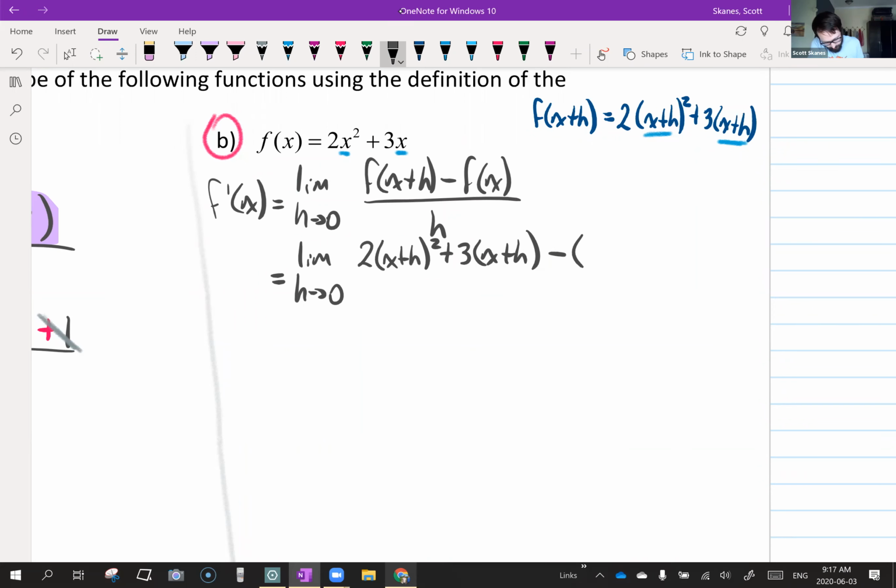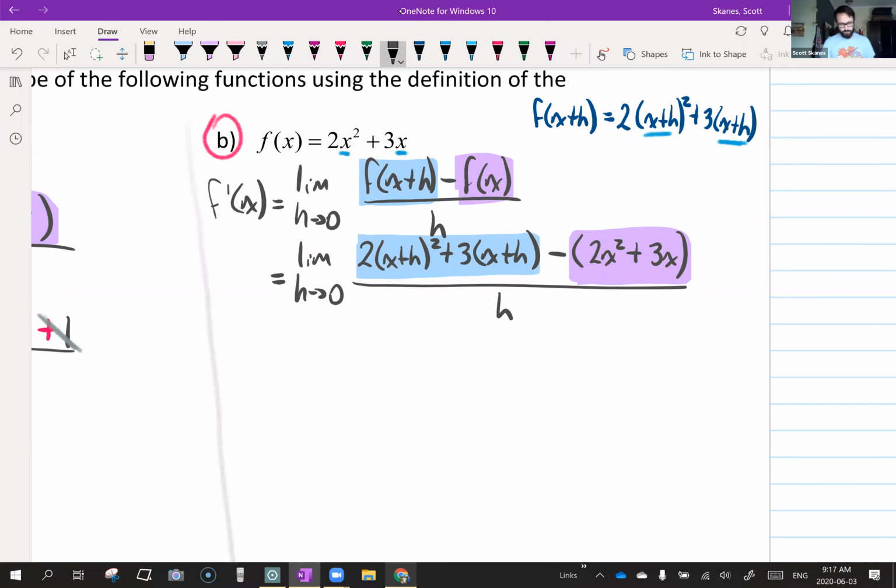Subtract the original function. Okay, just so that we're all clear here, this function is this. This function is this. Divide it all by h. That's the hardest part. The rest is just algebra, and we expand things out and cancel as we can. But that is the hardest part to set up. If you can't set that up, you can't solve the rest. You essentially would just get 0 on the rest of the question.